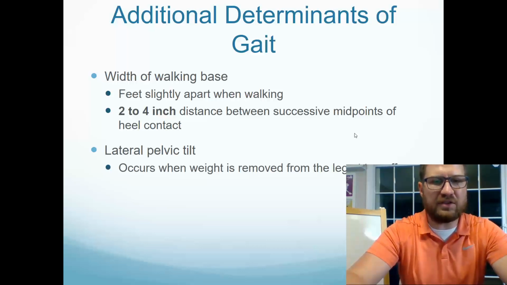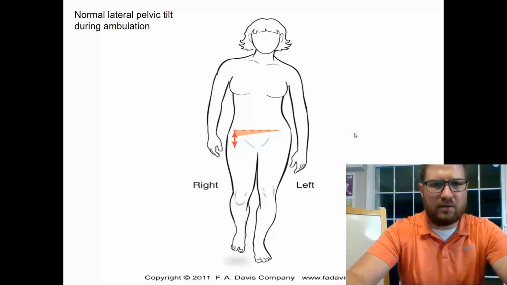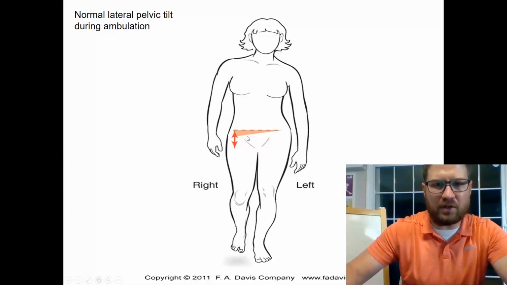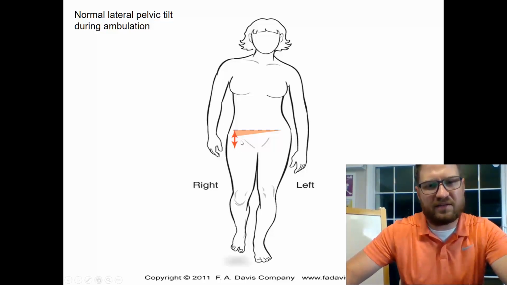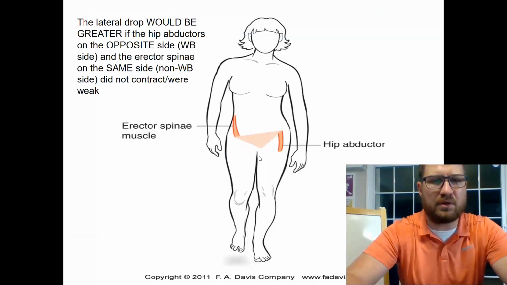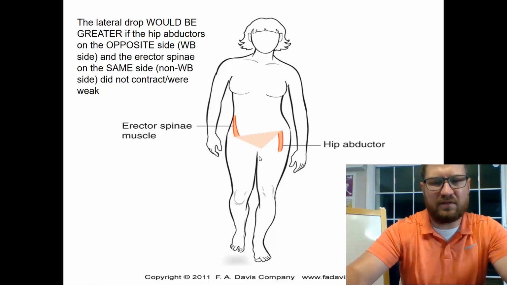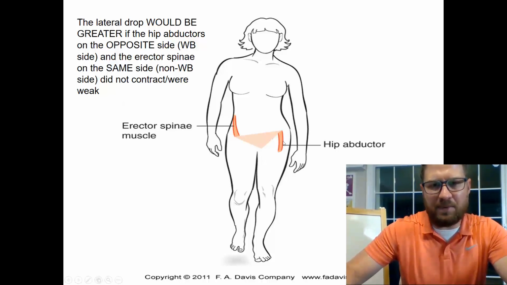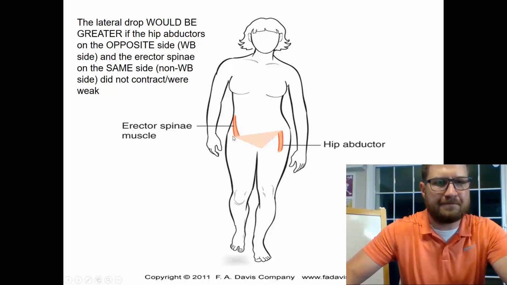Our lateral pelvic tilt is normal. Okay, normal. There's a normal amount. You're going to drop that hip a little bit. When it becomes excessive, when it's like snapping down and across, okay, that's when it becomes an issue, and that's when we call it Trendelenburg gait pattern. And that is our ipsilateral hip abductors and our contralateral QL and erector spinae.